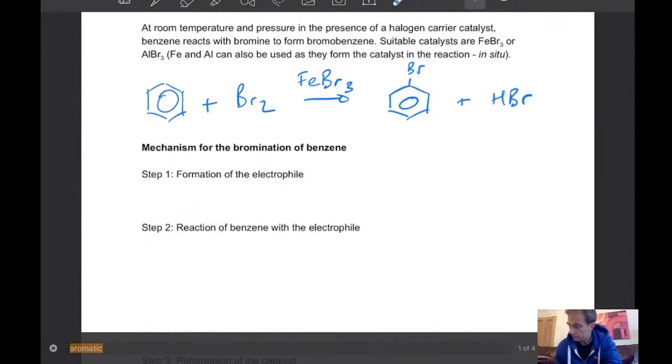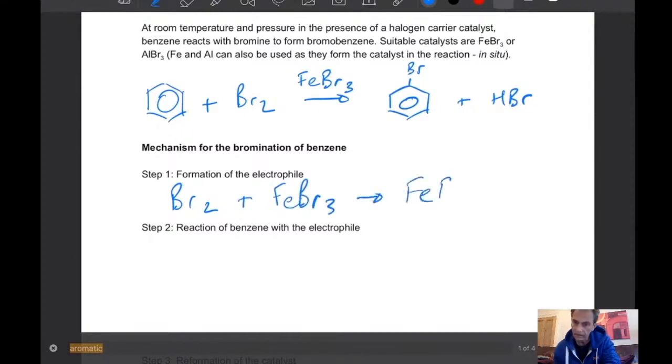So here we go. So Br2 plus the catalyst, so FeBr3, and that creates the FeBr4 minus ion and a Br plus ion. I'll just circle that because that's the whole point of that reaction, is to create that Br plus ion. That is your electrophile.